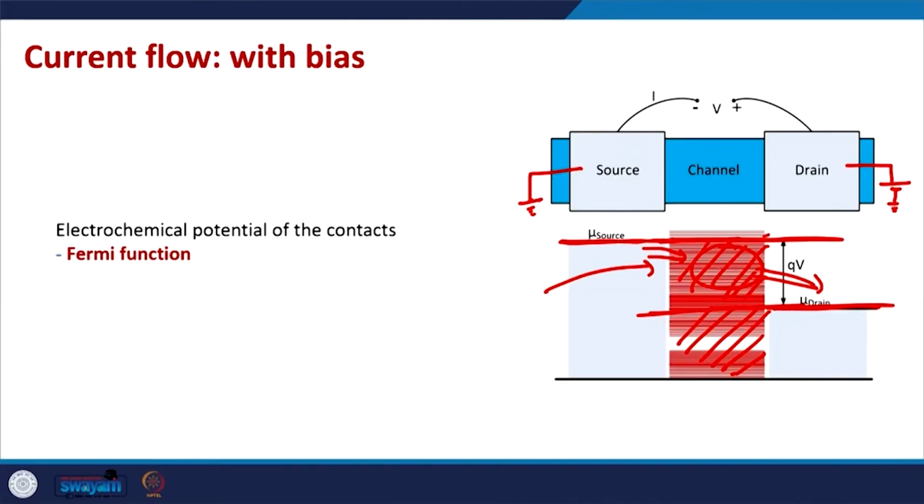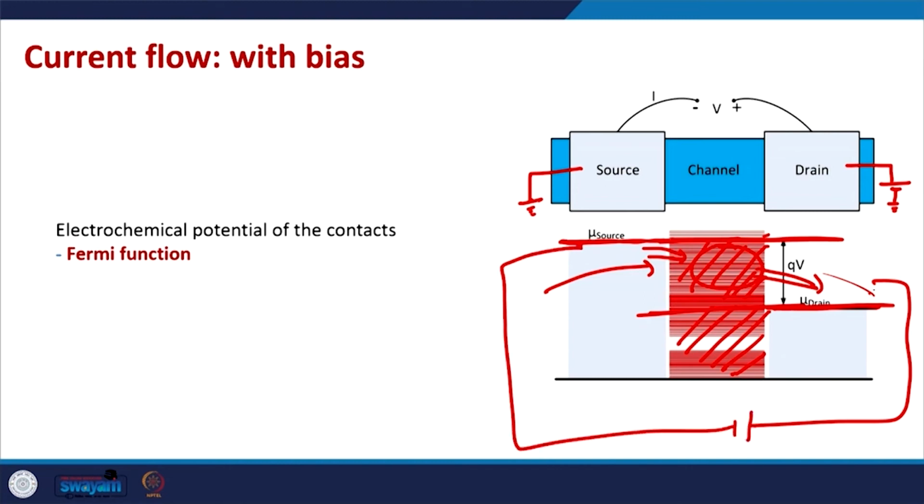Source is continuously giving electrons, drain is continuously taking out electrons, and externally we have a battery through which electrons are getting recirculated in the system. Okay. So, this is the picture of conduction especially at low dimensions, when we deal with devices of very small sizes.